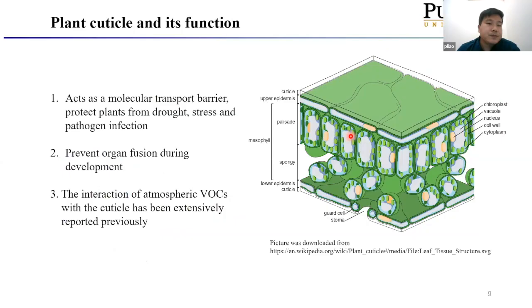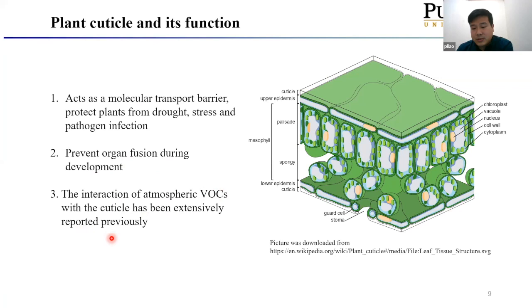So first, let me introduce a little bit about the plant cuticle. This is a leaf sample, and the cuticle is the outermost layer, as you can see here. The default function of the cuticle is to act as a molecular transport barrier, protect the plants from drought stress and pathogen infection. It can also prevent organ fusion during development. Although the interaction of atmospheric VOCs with the cuticle has been extensively reported previously, how the cuticle affects the emission of volatiles in flowers is still unknown.